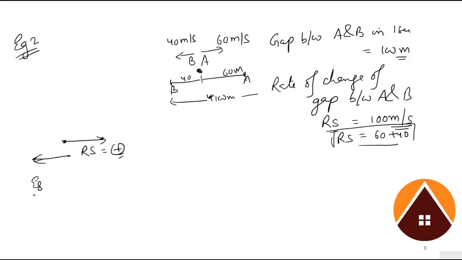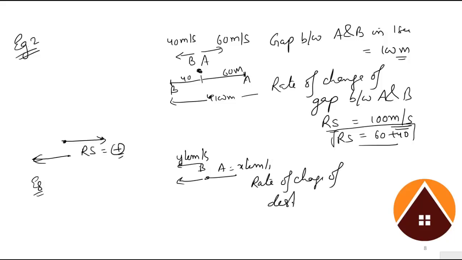So let me take one more example. Suppose A goes at x kilometer per hour, B goes from this same point at y kilometer per hour. What is the rate of change of distance between A and B? It is nothing but x plus y kilometer per hour. Okay.